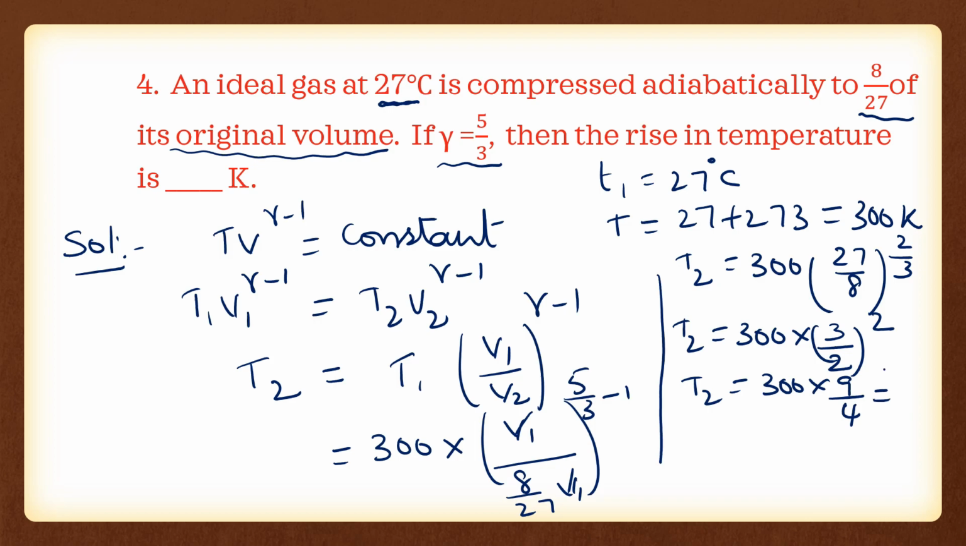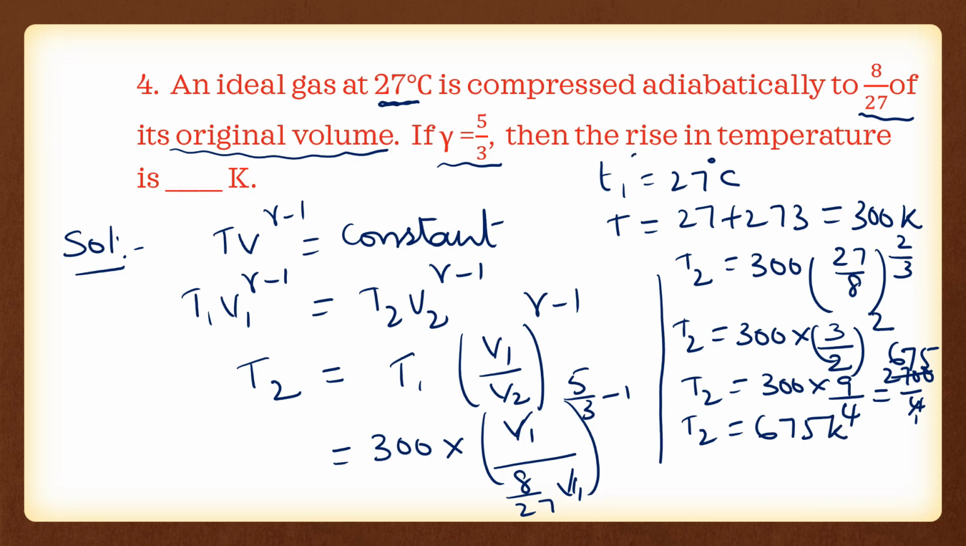9 3s are 2700 by 4. By taking cancellation with 4, 4 6s are 24, 4 7s are 28, 4 5s are 20. So T2 is equal to, we are getting 675 kelvins.